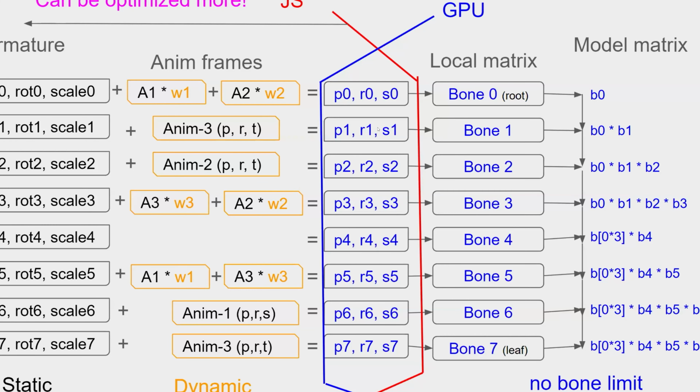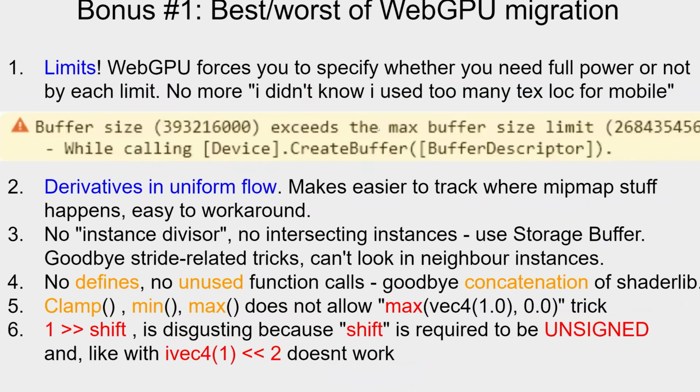I have a pair of bonus slides. I hope I have time for it. The bonus slide: because of compute shaders, I have to port my game also to WebGPU because I really need compute shaders. If compute shaders were on WebGL, then I wouldn't need it. But here we go. I have a number of complaints and good things to say about WebGPU.